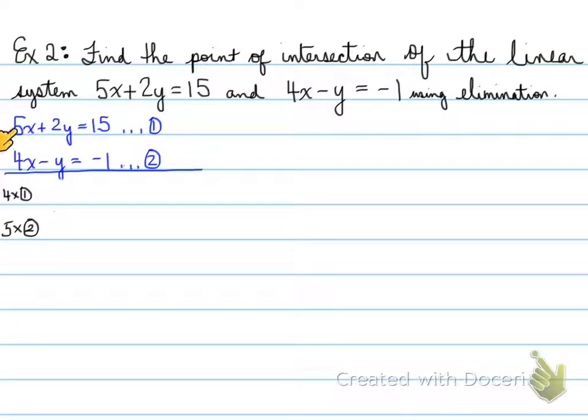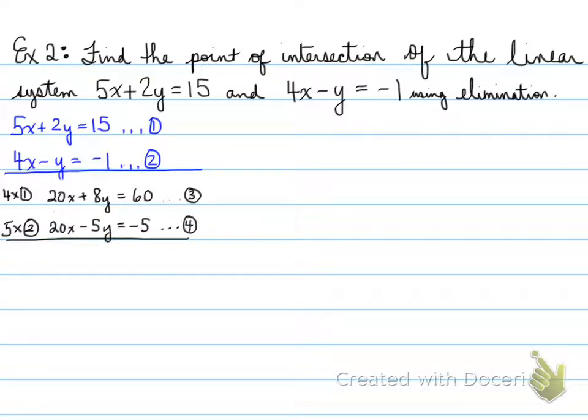All right, so here we go. We take equation number 1 and multiply it by the first number over here. That's 4. So 4 times equation number 1. Then we take equation number 2 and multiply it by the first number, 5, from the other equation. So 4 times equation 1 and 5 times equation 2. We get the following lines. Once we've done that, we call them lines 3 and 4.